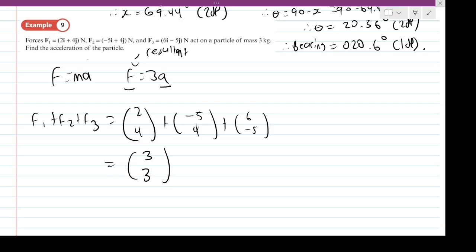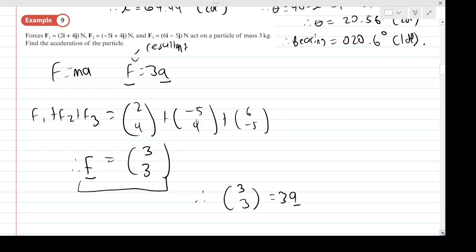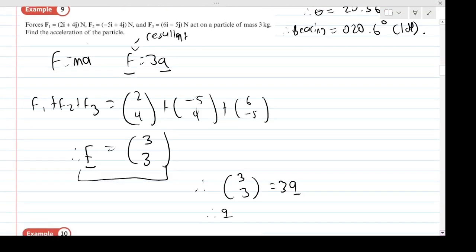So therefore, that's my resultant force, right? That's F, just the resultant force. So if I substitute that into here, F is ma, so 3 is equal to 3a. Okay, so that's the resultant force by adding all the vectors. Now I'm substituting the resultant force into here. Now I want a, so I'm going to divide by 3. So it's going to be a third of 3, well, that's going to be 1, 1. So that's my acceleration as a vector there.